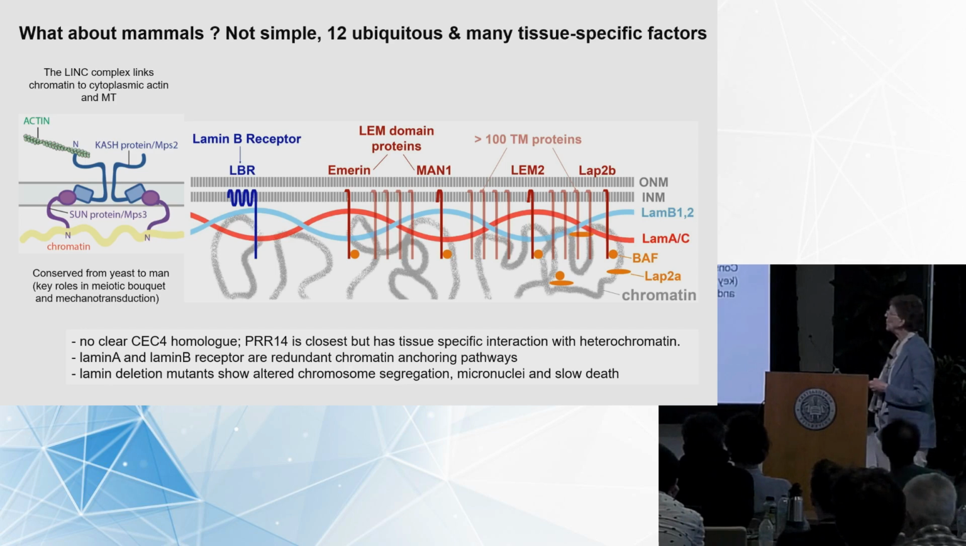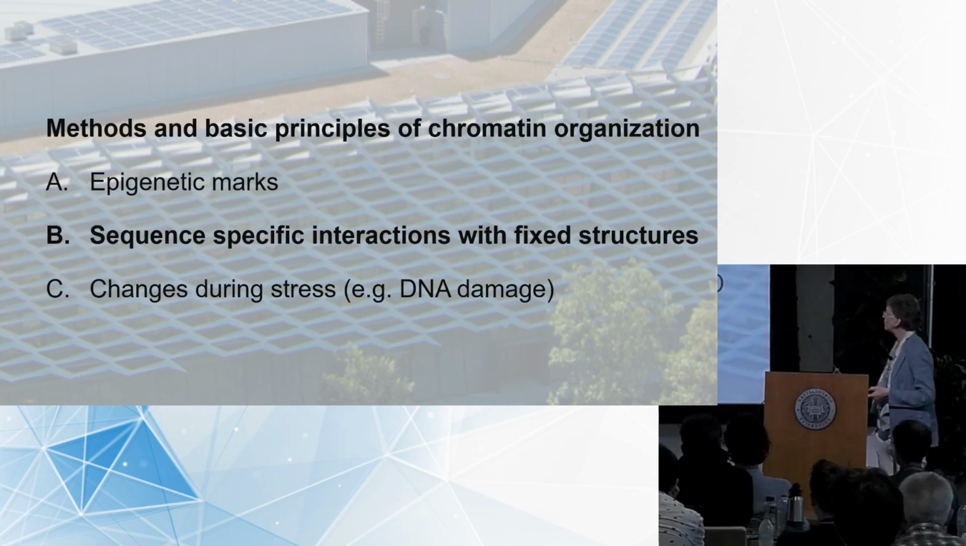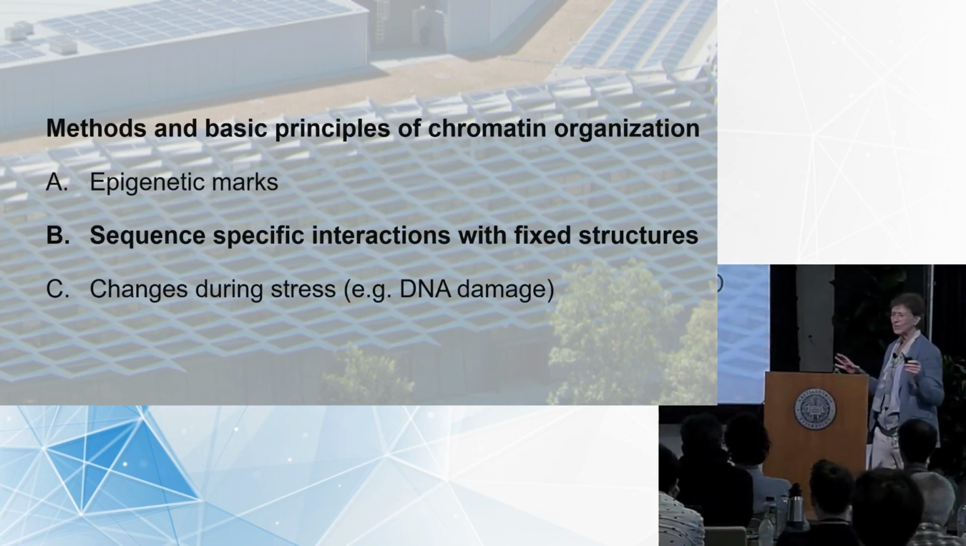So actually we don't know much more, and I'm not going to dwell on it, but this is a fruitful field to study, and for sure there are going to be interaction sites. My guess is that in differentiated cells, a lot of it will be through transcription factors that bind these various proteins and sequester domains away. So that's all I wanted to say about epigenetic marks.